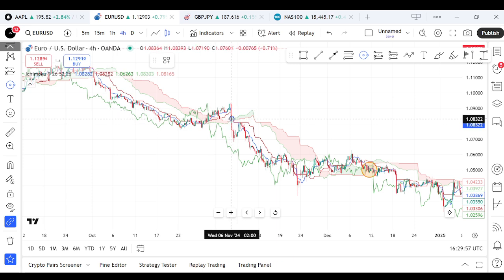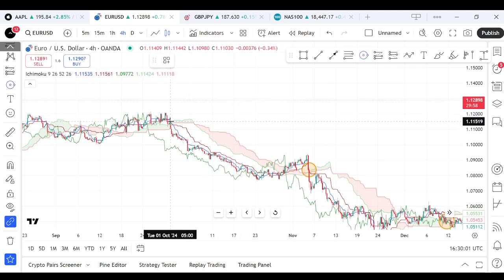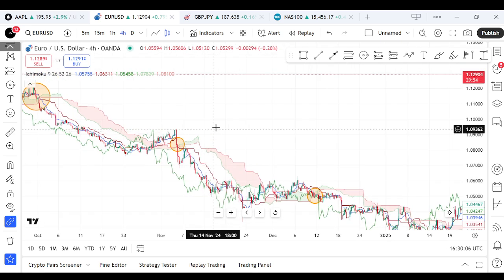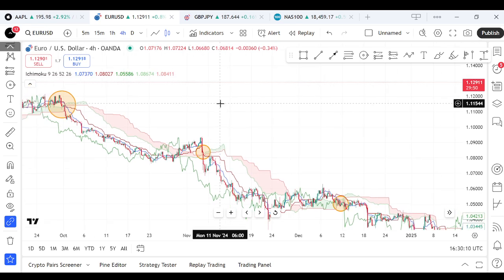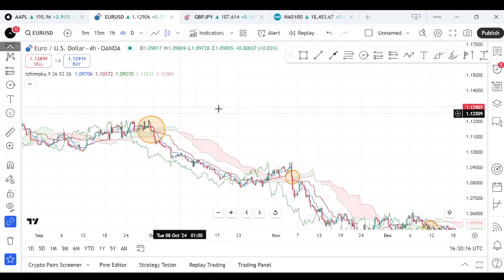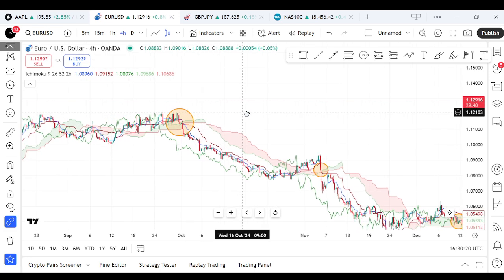You can see the same thing happening here, and here, price breaking below the cloud, signaling a change in trend direction from bullish to bearish. Now, once you've confirmed the trend direction, the next step is to wait for the conversion line and baseline crossover. Once the trend is established, the next step is to wait for the crossover if it hasn't happened already yet.